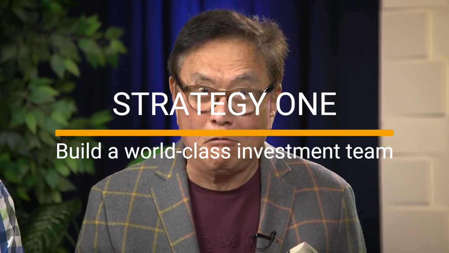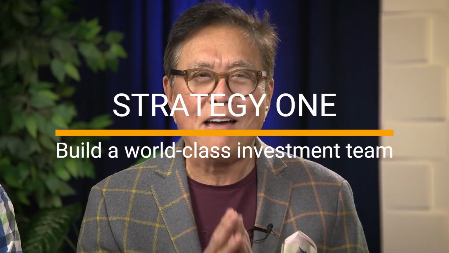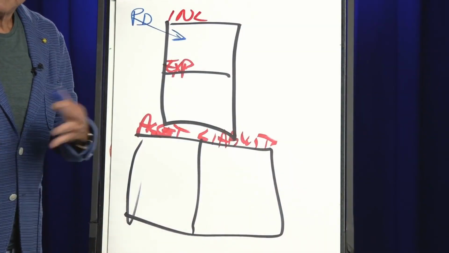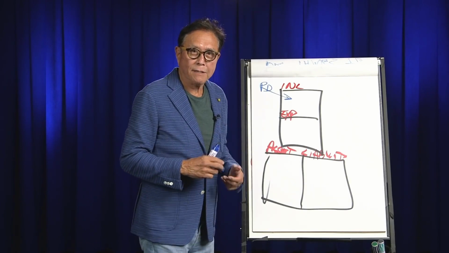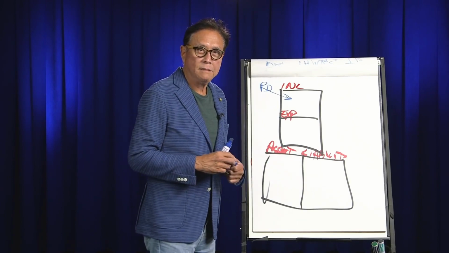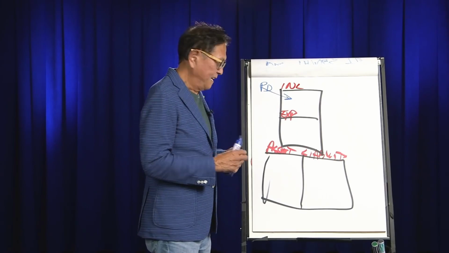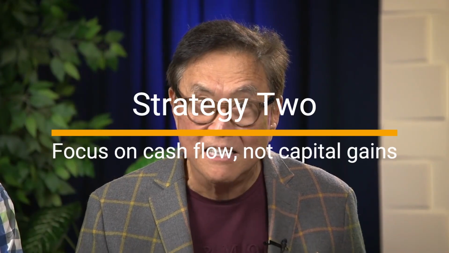Strategy 1. Build a world-class investment team. One of the first things that Robert Kiyosaki teaches is that you can't do everything yourself. You need to surround yourself with a team of experts who can help you find, analyze, finance, and manage your properties. Your team should include a real estate agent, a lawyer, an accountant, a mortgage broker, a property manager, a contractor, and a mentor. These are the people who will guide you, advise you, and support you throughout your real estate journey.